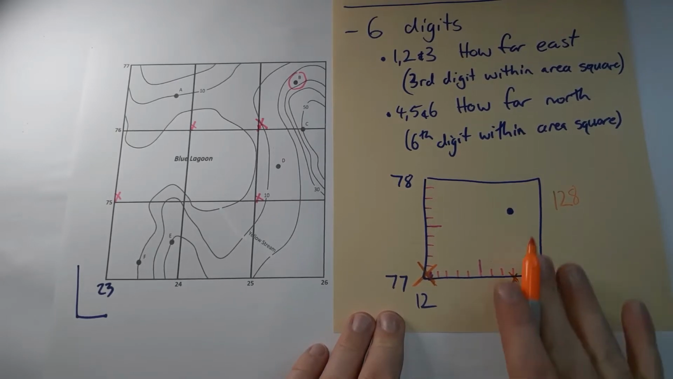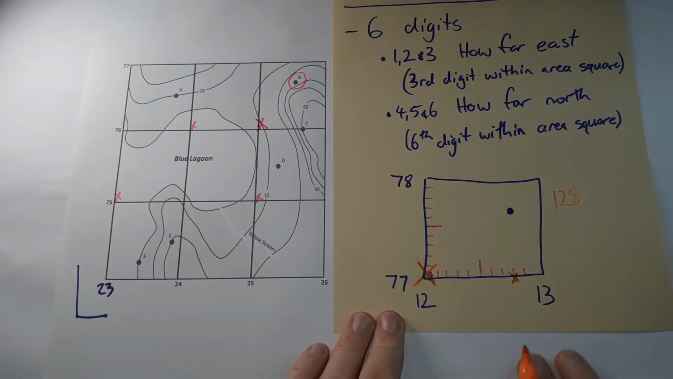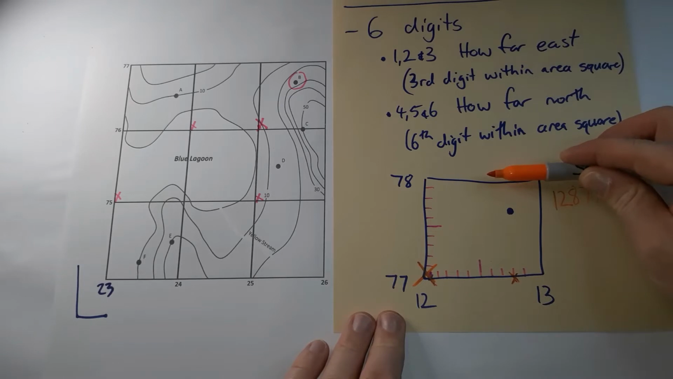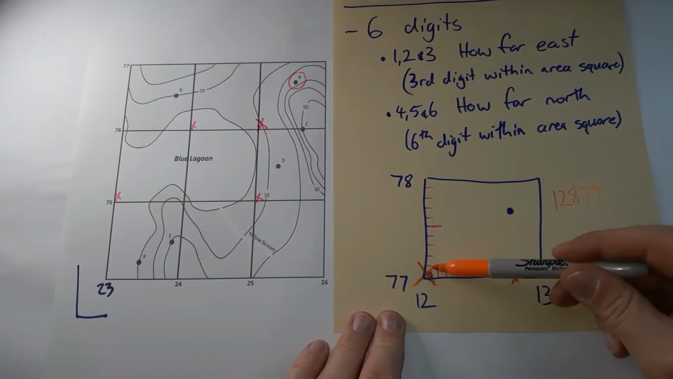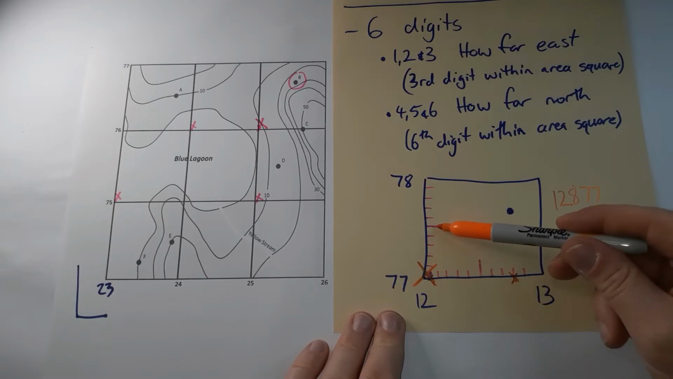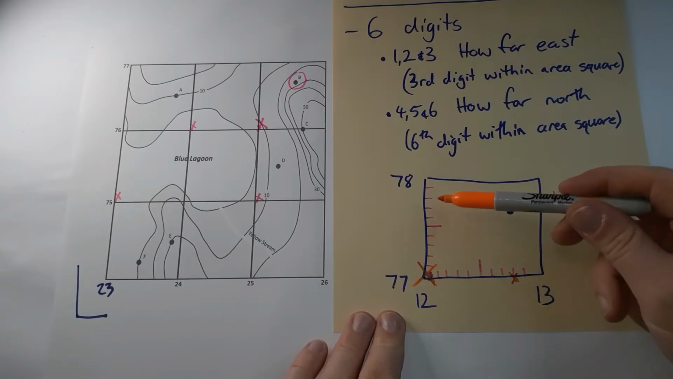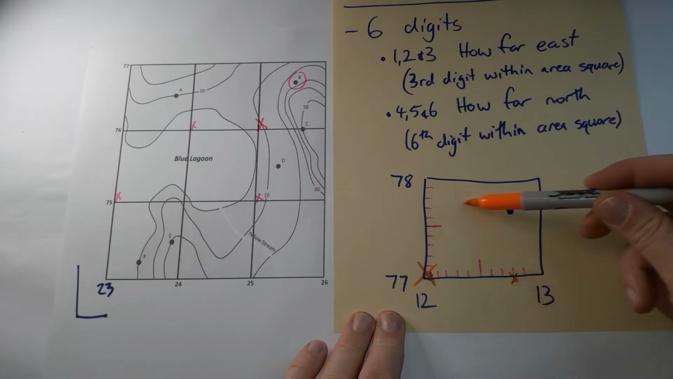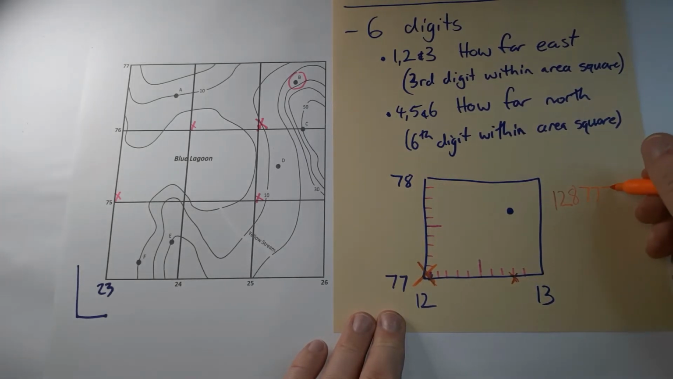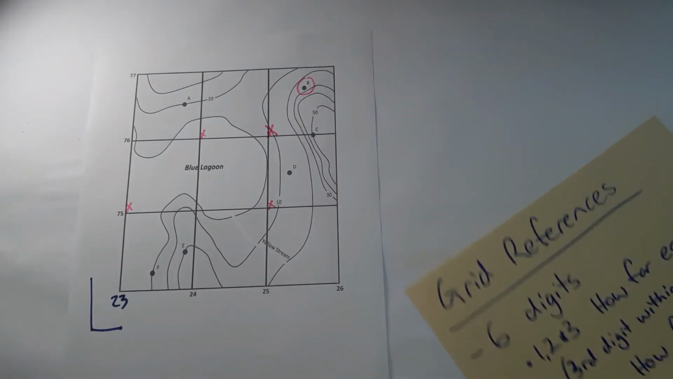Now I need to know how far north I'm moving. So I've moved north up to the line 7, 7, and then between the line 7, 7 and 7, 8, how many more tenths of the way further north do I need to move? Is it 1, 2, 3, 4, 5, halfway, 6, 7? I'm going to go with 7. So I would say I'm going 1, 2, 8 east and 7, 7, 7 north. Let's have a look at some practice exam questions.